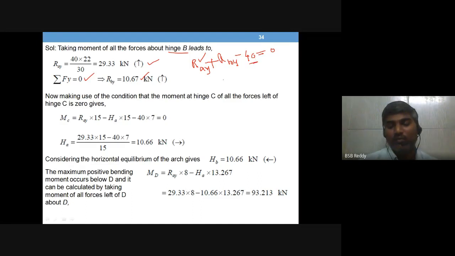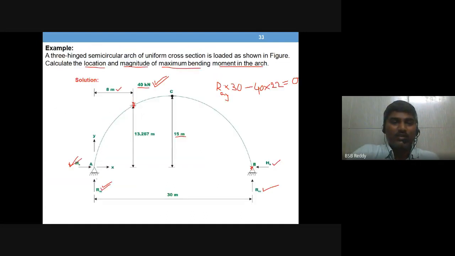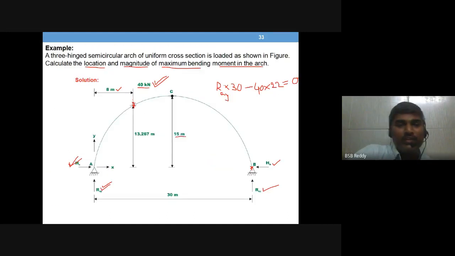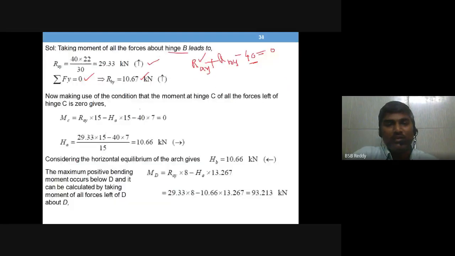So the total load 40 applied is creating two vertical reactions at A and B like this. A is 29.33, B is 10.67. So less reaction at support B, more reaction at A. Reason: the load is nearer to A and far away from B. That is the reason why reaction at A is more and reaction at B is less. Okay, so you got RAY value and RBY value.